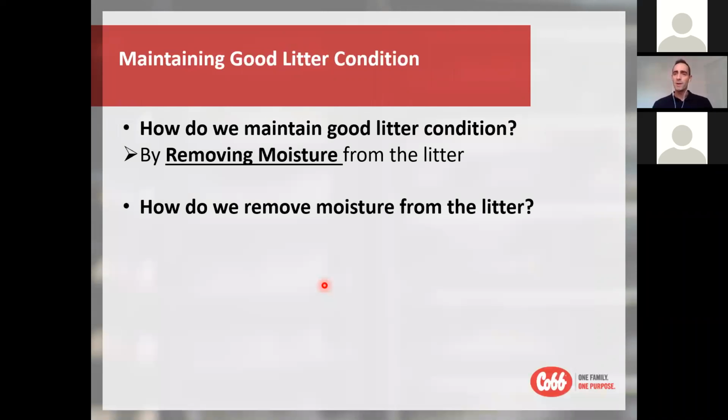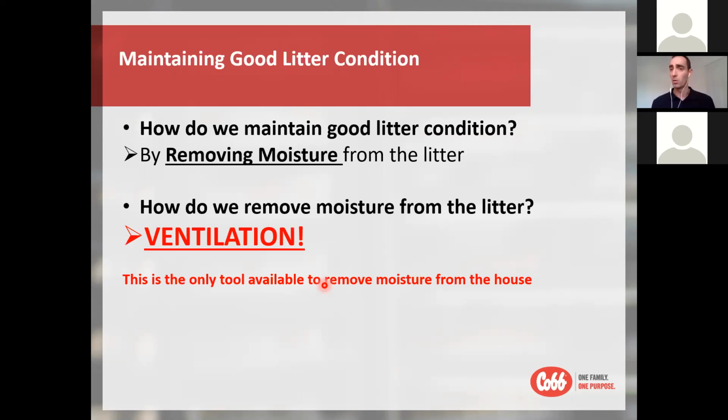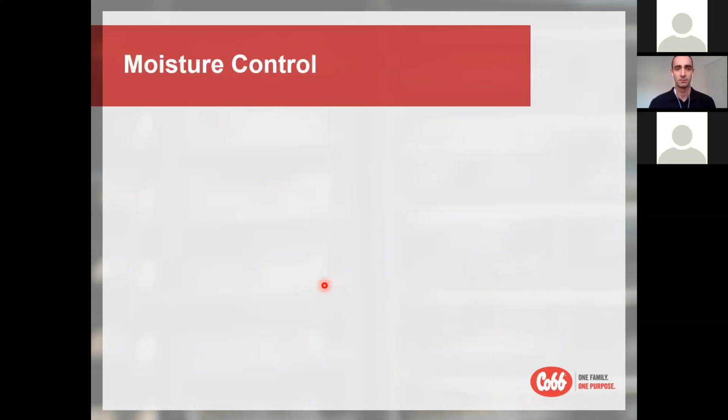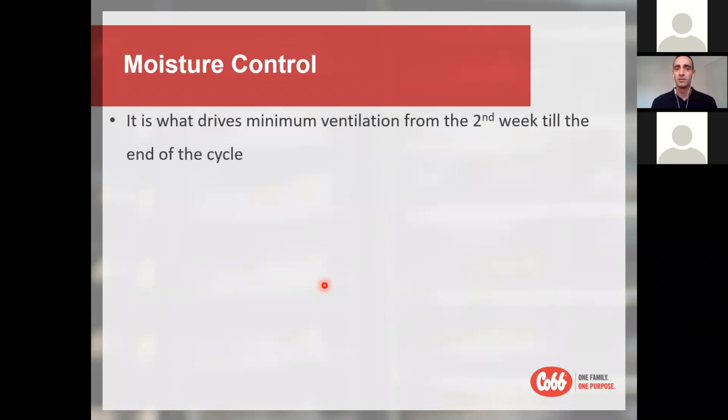Okay, so we want to maintain good litter conditions throughout the cycle. How do we maintain good litter conditions? By removing moisture from the litter, of course. But how do we remove this moisture from the litter? There's only one way, and that's ventilation. It's the only tool available for us to be able to remove that moisture from your house. As I mentioned, it's going to be the main driving force from that second week until the end of the cycle. But it doesn't mean it's not a concern within that first week.